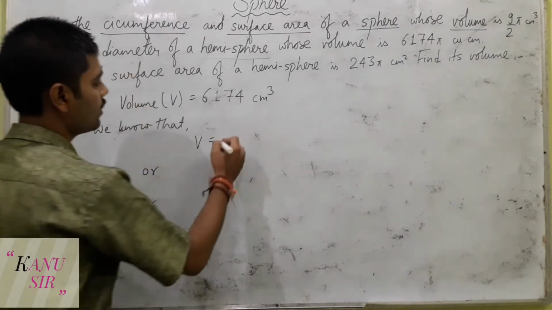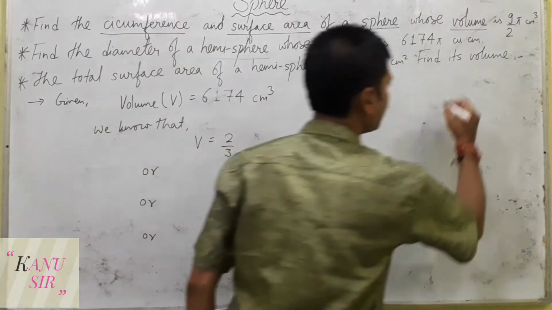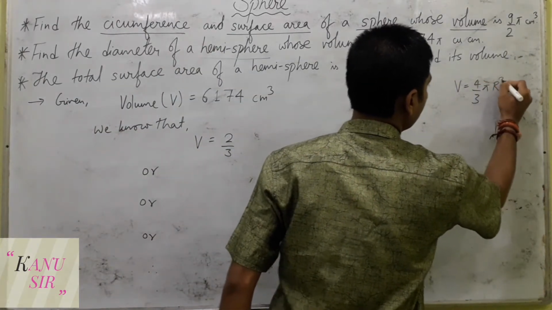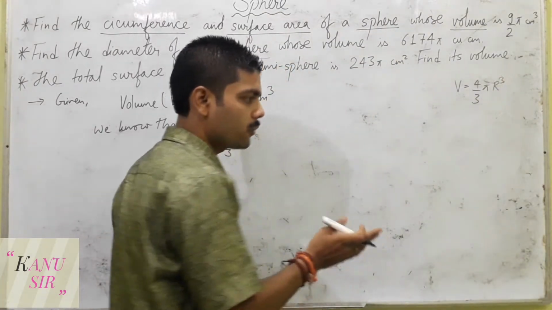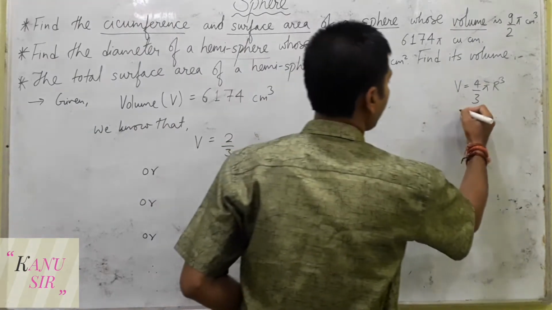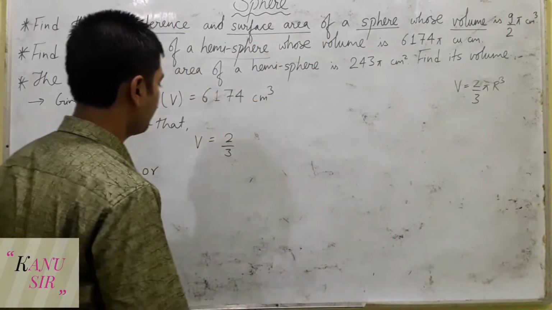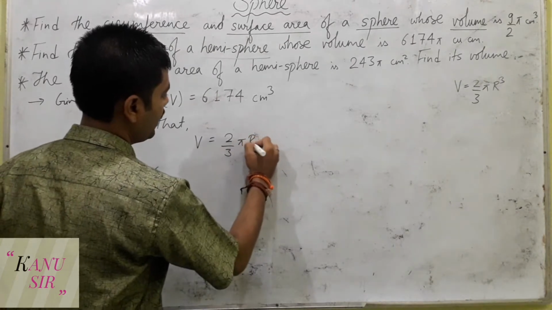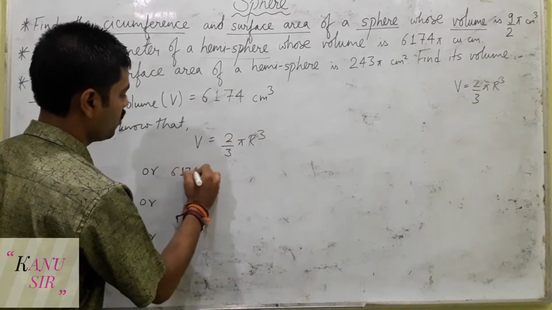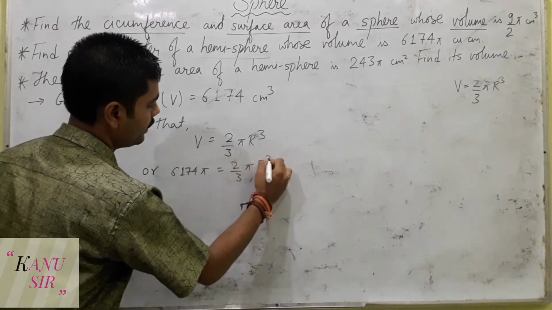We know that the volume of a hemisphere will be 2 upon 3 pi r cube. Previously the volume was 4 upon 3 pi r cube, which was about the sphere, but when we make the sphere half, it changes into a hemisphere and the volume becomes 2 upon 3 pi r cube. We can put the value: 6174 pi is equal to 2 upon 3 pi r cube.